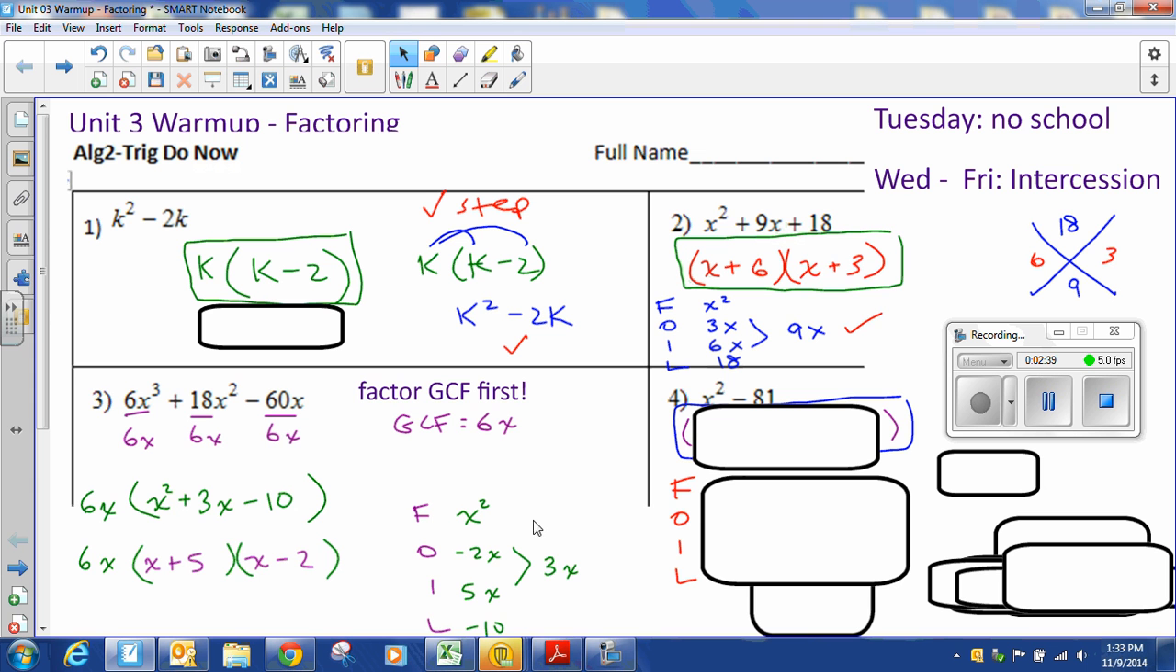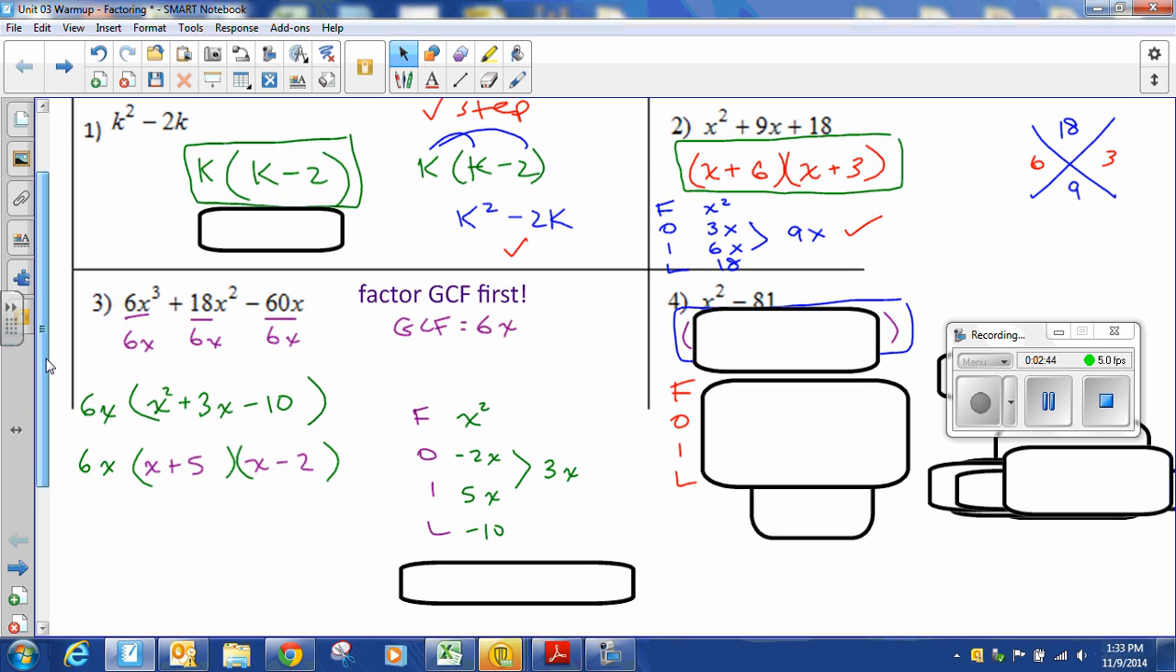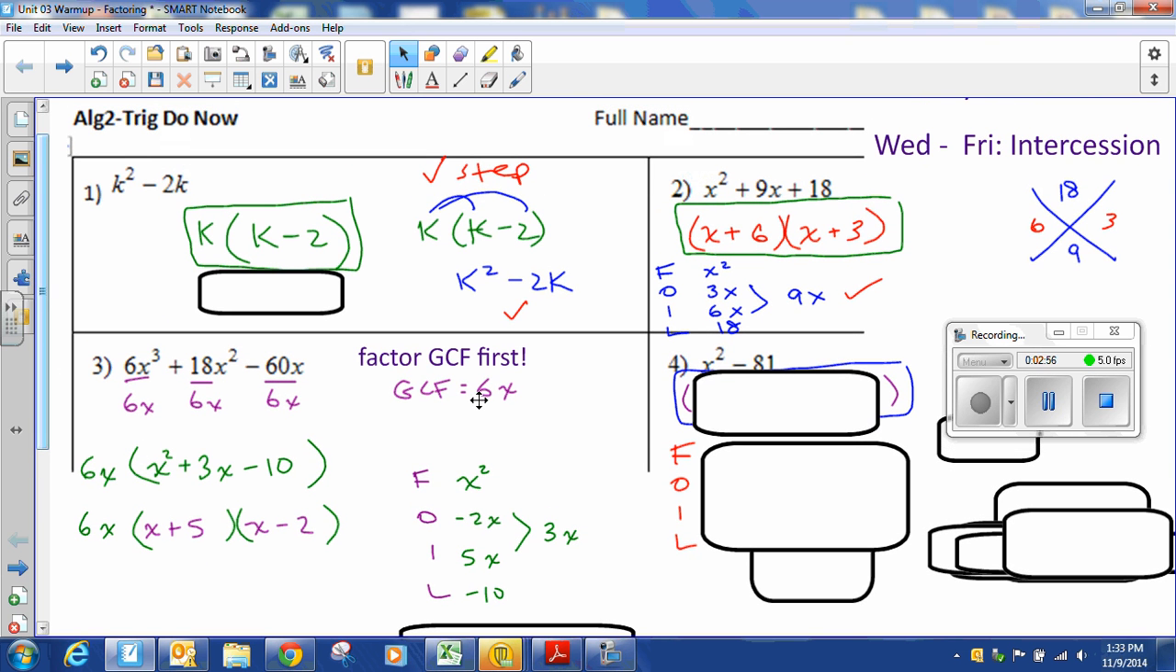When we FOIL it back out, we end up with x squared plus 3x minus 10, which is our original trinomial. And if we were to distribute the 6x throughout this trinomial, we would end up with our original expression, proving that we have factored correctly.